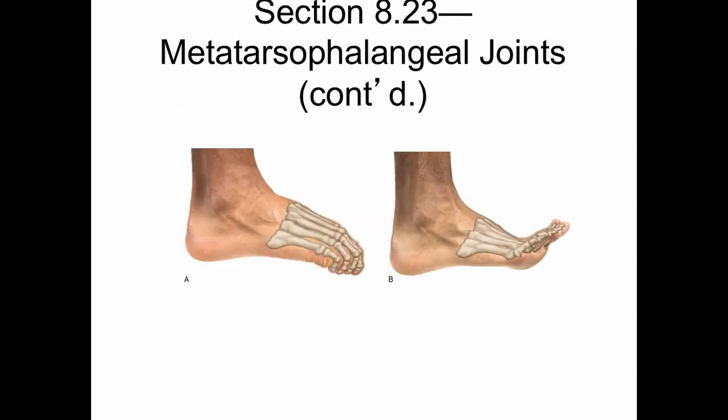These illustrations show flexion and extension of the toes at the metatarsophalangeal and interphalangeal joints. Flexion and extension of the toes at the metatarsophalangeal joints are axial movements that occur in the sagittal plane around the medial-lateral axis.